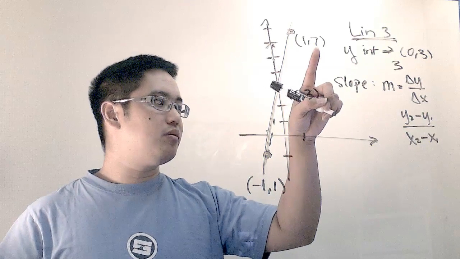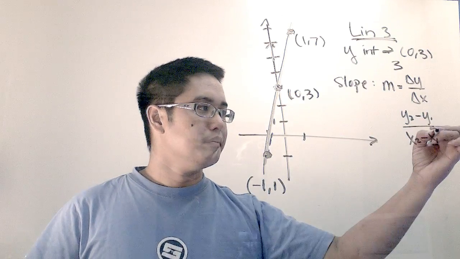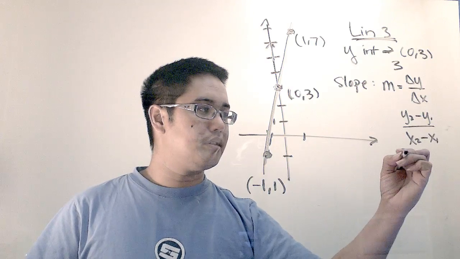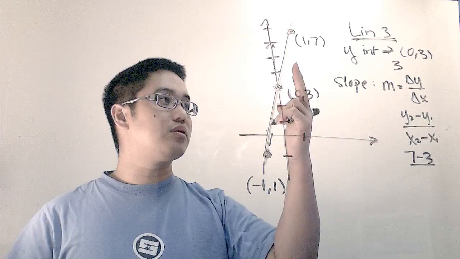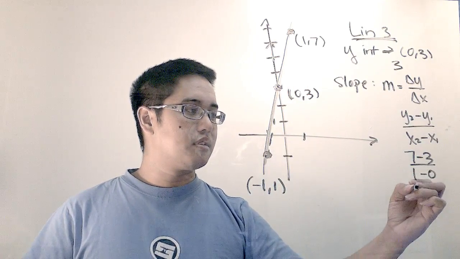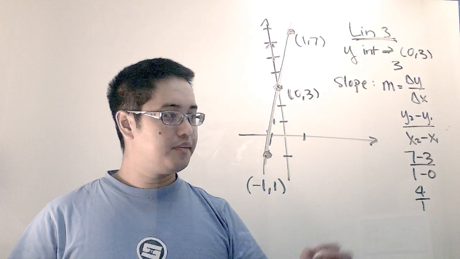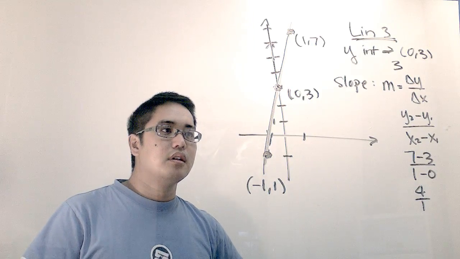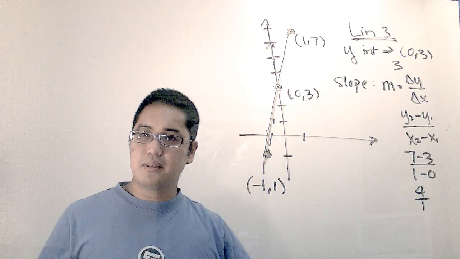For y2, we're going to use 7. For y1, we're going to use 3. So it's 7 minus 3, divided by, for x2, we're going to use 1, and for x1, we're going to use 0. So that's 4 over 1, which means the slope is 4 over 1. All right, what are your thoughts? Did you guys hang with that?